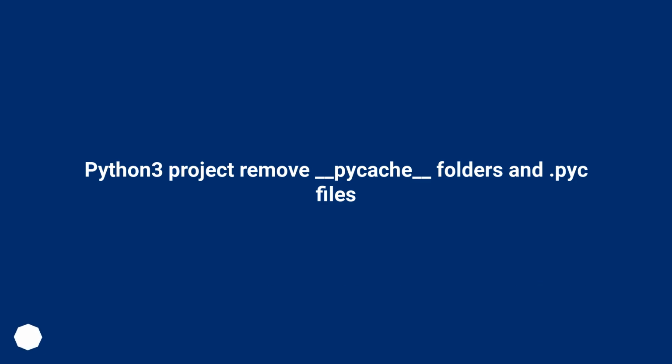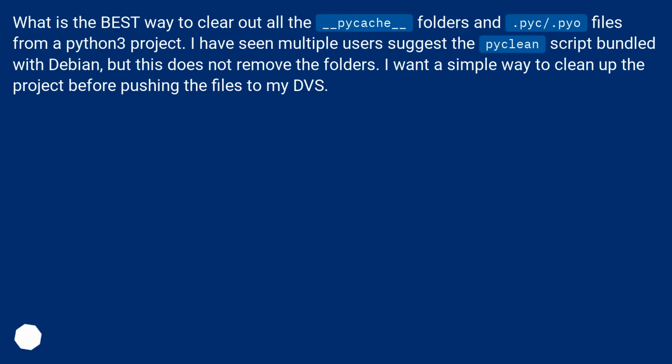Python 3 project, remove __pycache__ folders and .pyc files. What is the best way to clear out all the __pycache__ folders and .pyc/.pyo files from a Python 3 project? I have seen multiple users suggest the pyclean script bundled with Debian, but this does not remove the folders. I want a simple way to clean up the project before pushing the files to my DVCS.